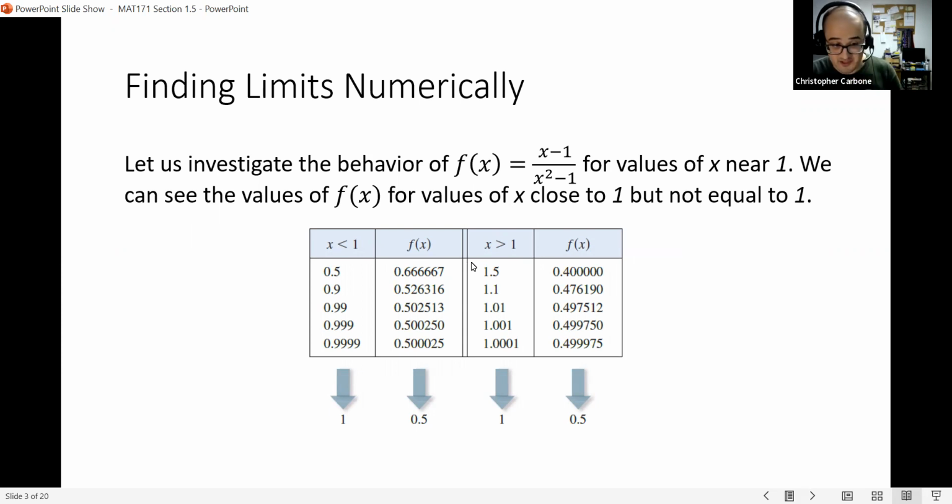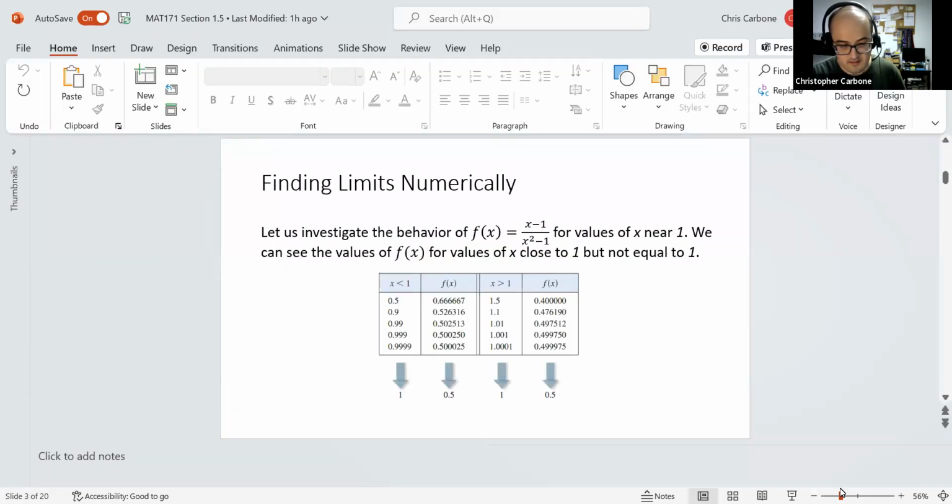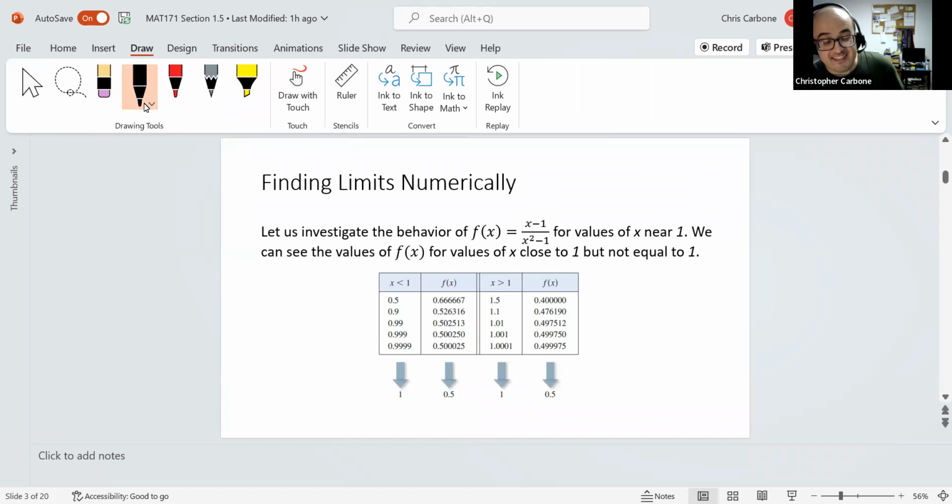But when it comes to finding the limit, before we specifically look at the graph, if we were to take a function such as the one I have here, f of x is equal to x minus 1 divided by x squared minus 1, and we look at a specific value, in this case we want the value of x near the value of 1.